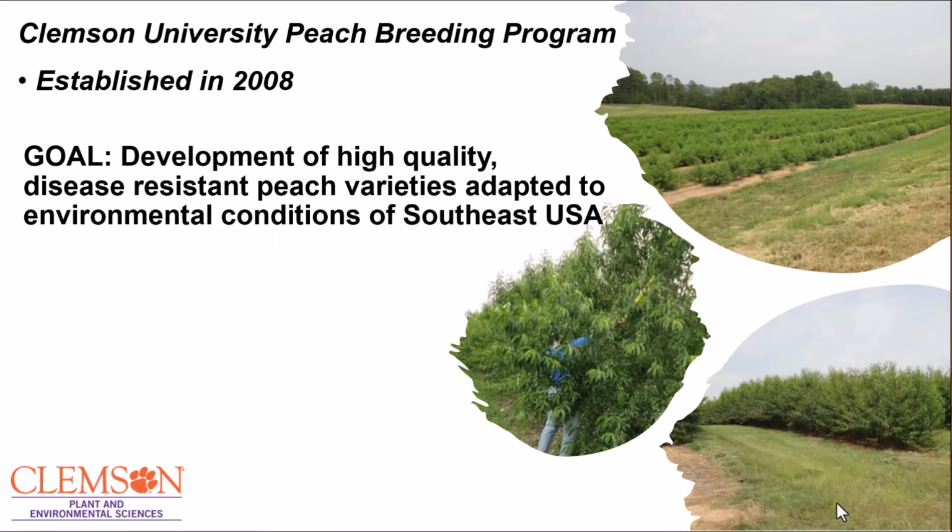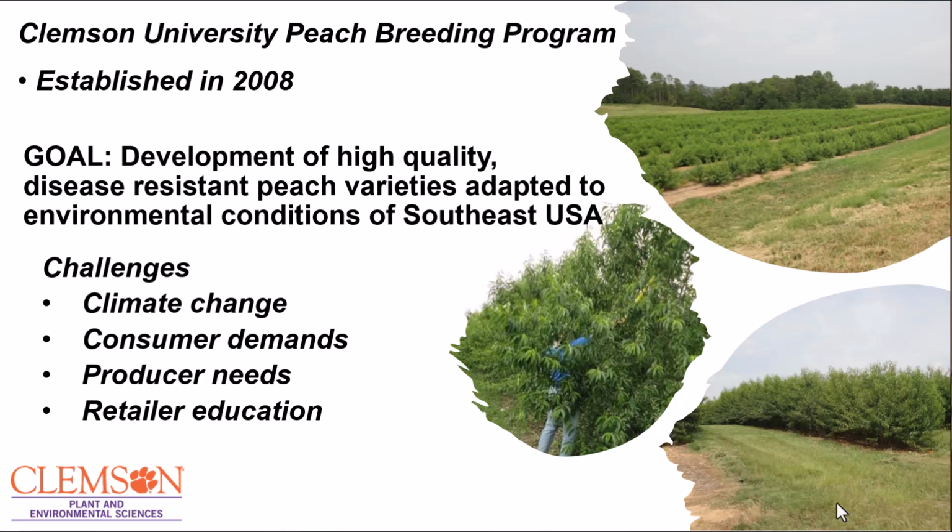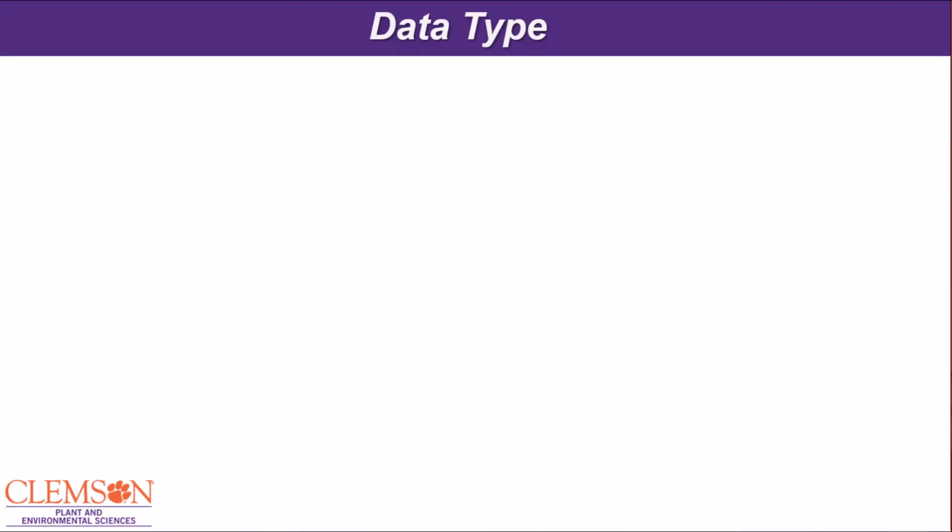Clemson University Peach Breeding Program was established in 2008 from scratch because there was a gap between my program and the previous breeder of about 25 years. South Carolina is second in the nation in fresh market peach production. Therefore, the goal of the program is to develop high quality disease resistant peach varieties that are adapted to our environmental conditions in the Southeast. To do that, we have to address several challenges, including climate change, consumer demands, producer needs, and retailer education.